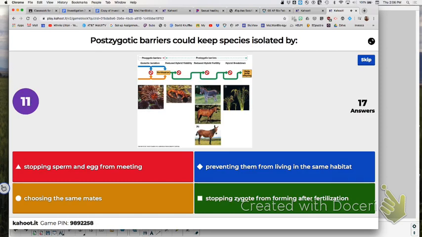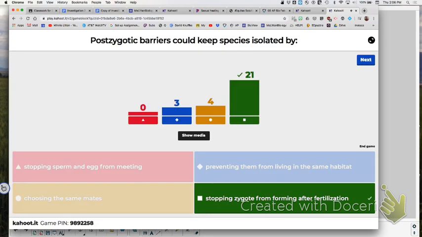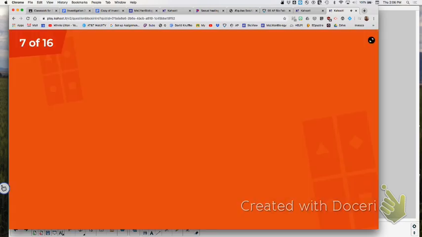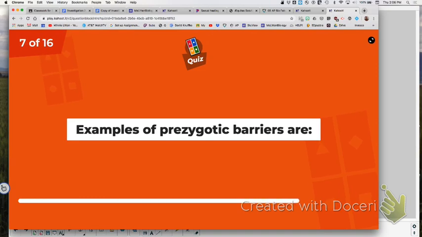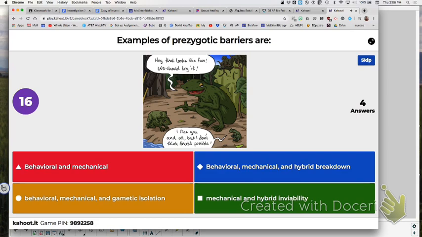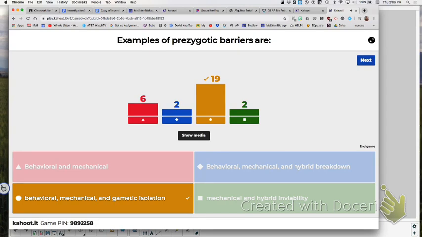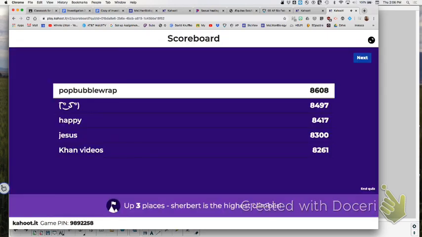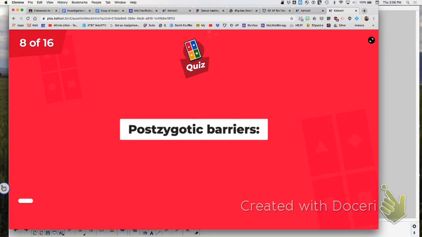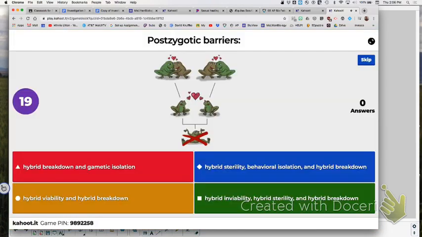Post-zygotic barriers could keep species isolated by. All right, here we go. Pop bubble wrap still in. Jacques, I don't know if I'm saying your name right, you're also doing your bio homework. I'm very proud of you. Good job, Jacques. All right, pop bubble wrap taking control, not releasing. Post-zygotic barriers. Here we go.